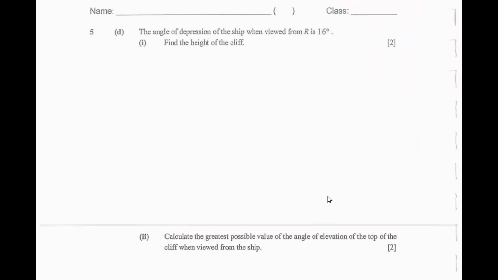Okay, question 5. Let's move on. The angle of depression of the ship when viewed from R is 16 degrees. Find the height of the cliff. Okay, I'm so sorry. I think I spent a bit too much time. I don't have time to go through quadratic inequalities. We'll go through that next lesson. Is that okay? Yeah, that's okay. Next lesson, or do you want to cut and go to quadratic inequalities?